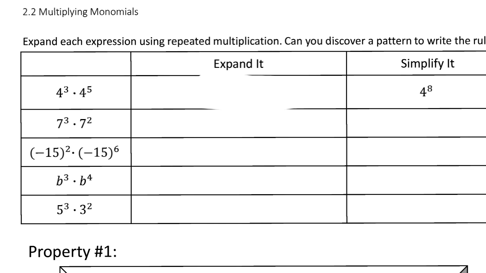All right, so now we're going to talk about multiplying monomials. So we're going to have another property of exponents coming up. Okay, so let's first just look at this. So this is 4 to the third times 4 to the fifth. So let's expand that out.